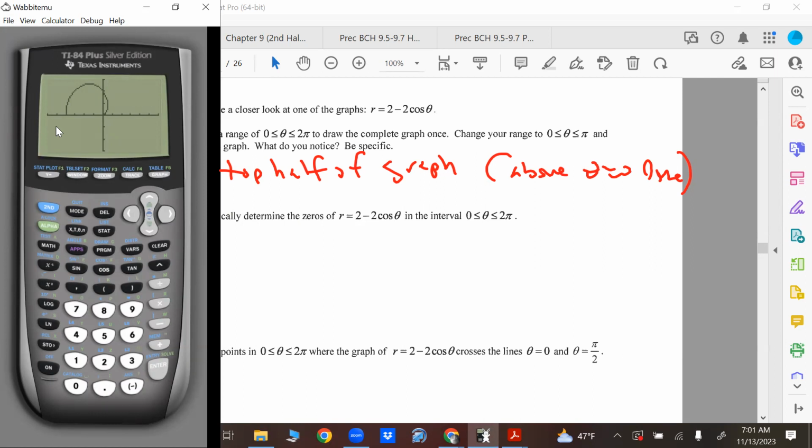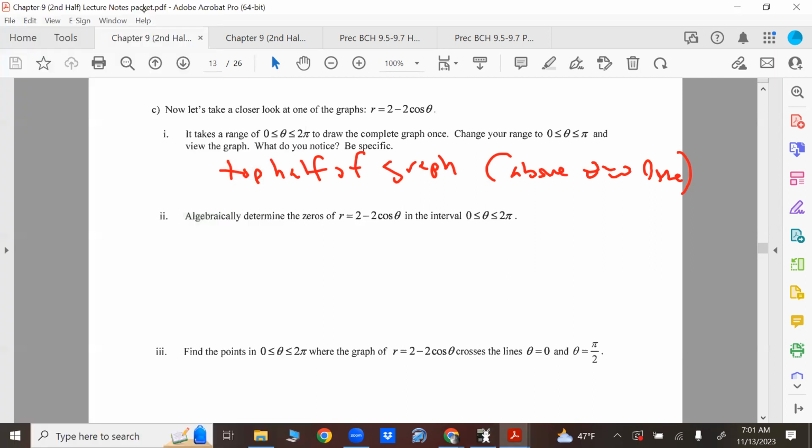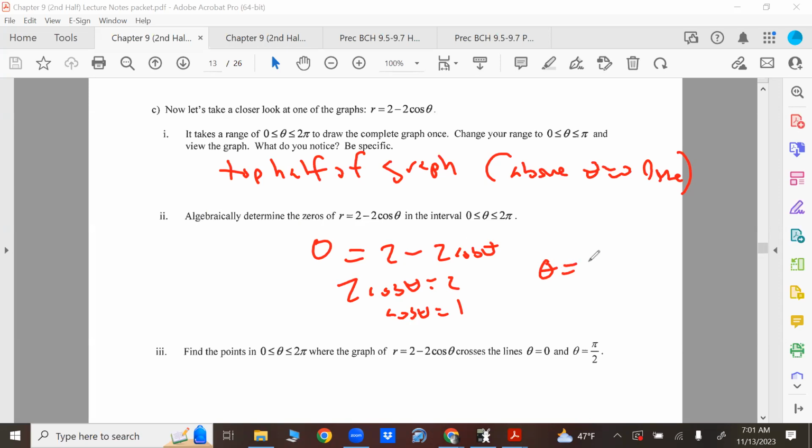Now determine the zeros of this. That's easy. Just set r equal to 0 and solve for theta. Cosine theta is 1. We know that at 0, or 2 pi as well. Generally speaking, you can say 2 pi k, where k is any integer. But for our specific interval, definitely 0 and 2 pi.